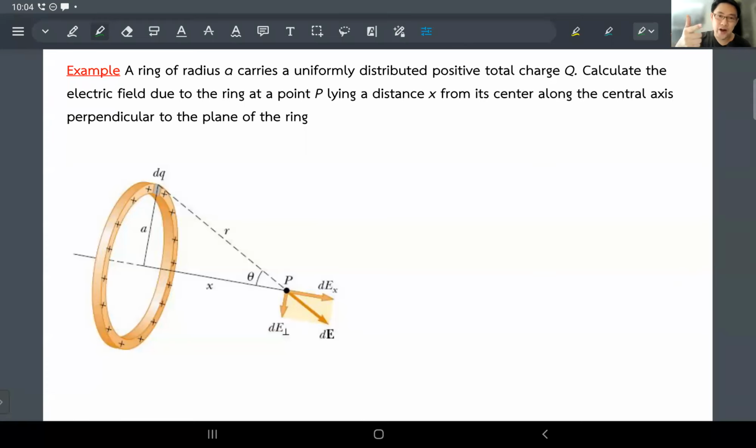All right, guys, try this. We now have a ring of charge. The ring has a radius a, and you have a uniformly distributed positive total charge Q on it. Calculate the electric field due to the ring at a point P lying a distance x from its center along the central axis perpendicular to the plane of the ring, as shown in the figure. You want to try this out first?